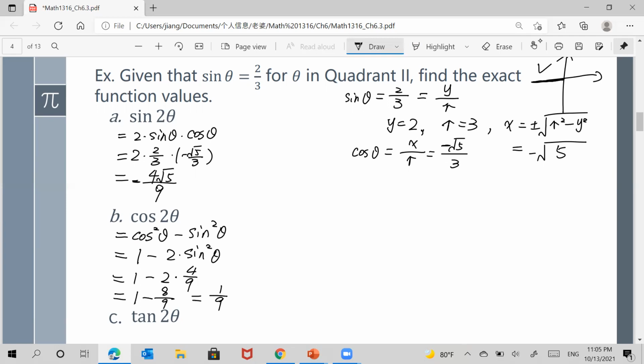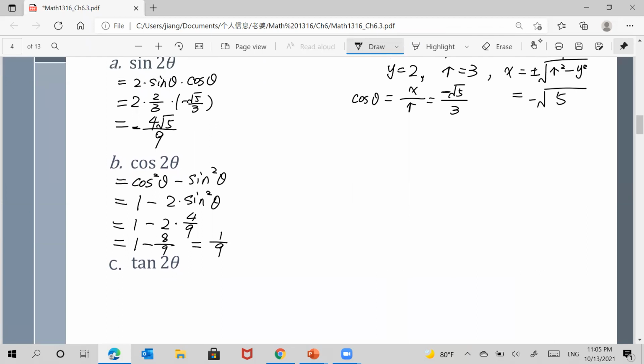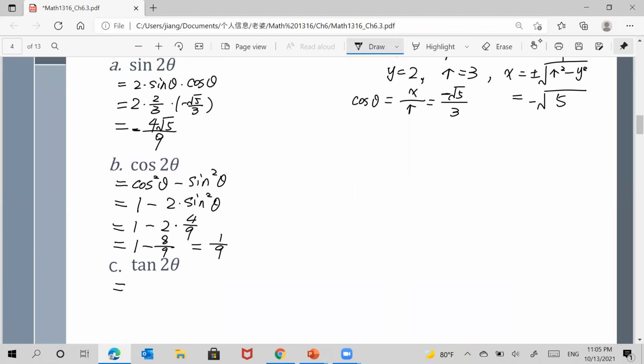Let's see, tangent 2 theta. For this one, you can use the formula, that's the complex one: 2 times tangent theta divided by 1 minus tangent theta squared. You can use this, but can you find the shortcut or the easiest way? Yes, we can find the tangent 2 theta by using sine 2 theta over cosine 2 theta. So we find this cosine and sine 2 theta here.